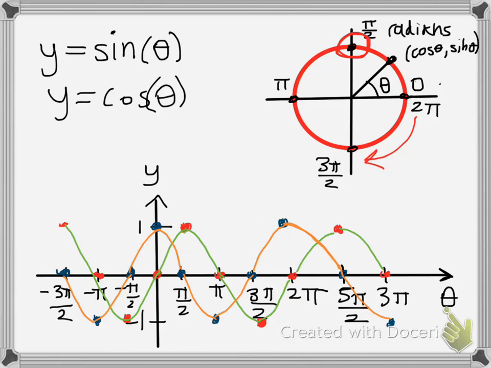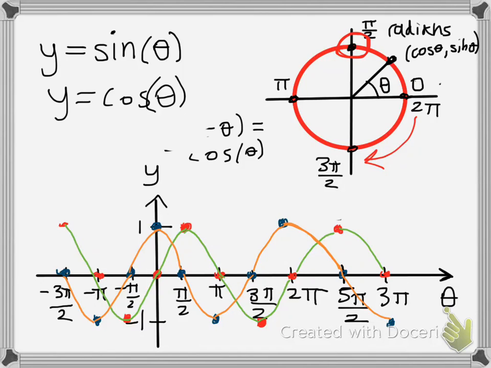And the distance between the peaks of the sine wave and the cosine wave is pi over 2. So the cosine wave looks just like the sine wave except shifted by pi over 2. So we write that cosine of pi over 2 minus theta equals sine theta, because remember, the cosine graph is the sine graph shifted by pi over 2. And sine of pi over 2 minus theta equals cosine of theta.